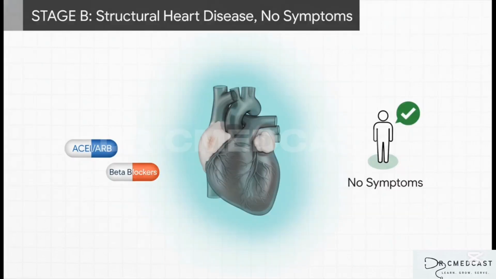Now, in stage B, things have progressed a bit. There's actual structural damage to the heart, like a low ejection fraction after a heart attack. But, and this is the crucial part, the patient feels perfectly fine. They have no symptoms. This is our golden opportunity to intervene. For patients with a low ejection fraction, we start them on our cornerstone therapies, an ACE inhibitor and a beta blocker, to prevent that heart from getting worse and delay the start of symptoms for as long as possible.